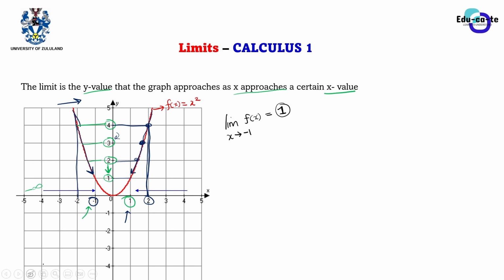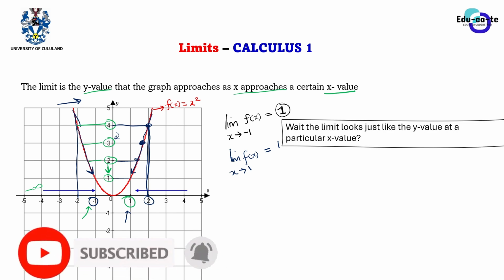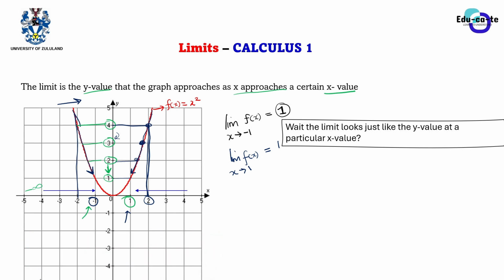So you can also say and write that as a deduction and say that the limit of f of x as x approaches +1 is equal to 1. Wait a moment. So the limit looks just like the y value at that particular x value. What do I mean? Of course, let's just wrap this and look at this carefully.